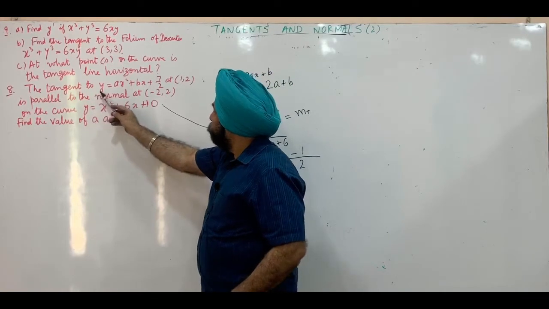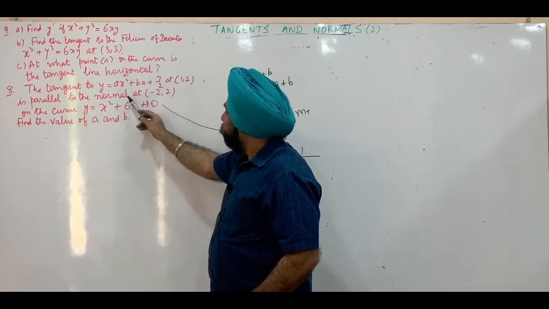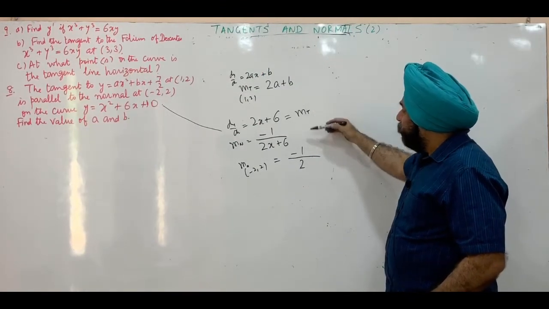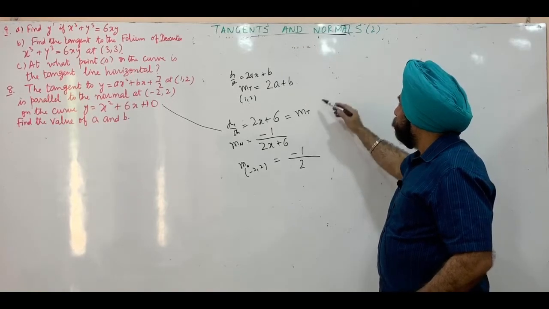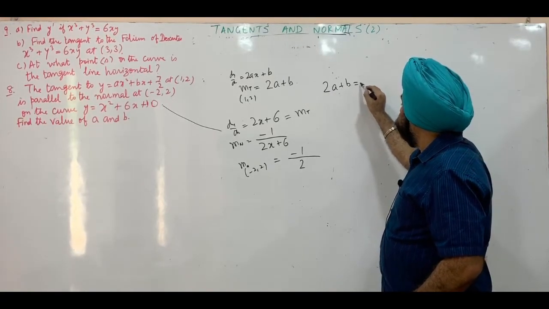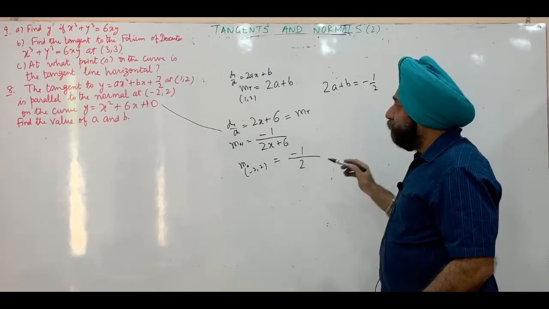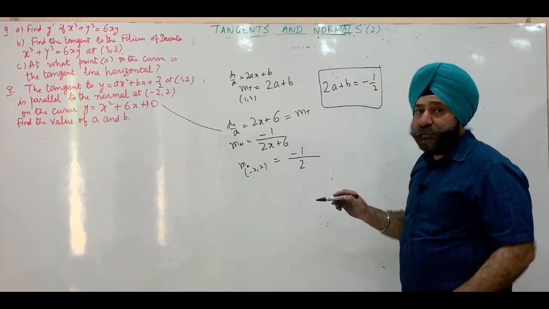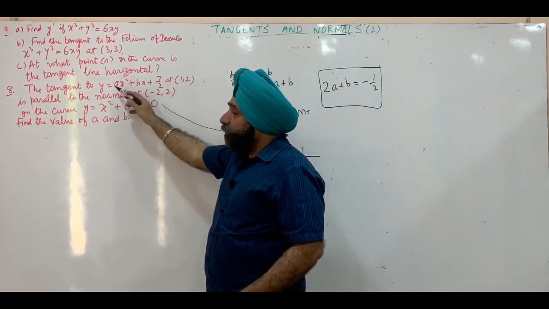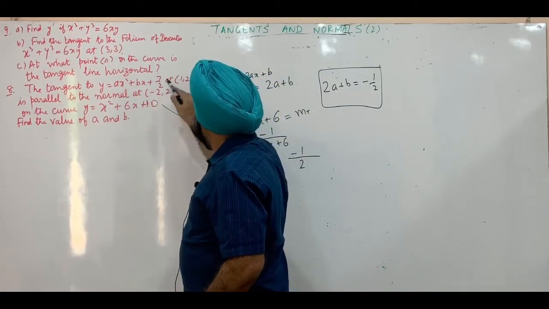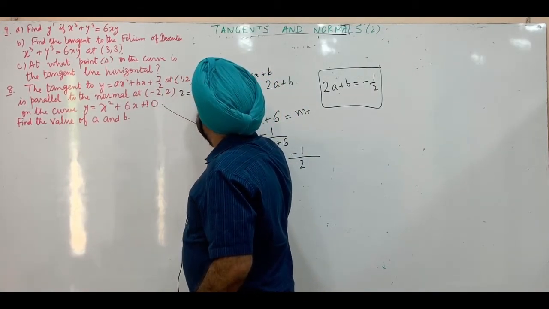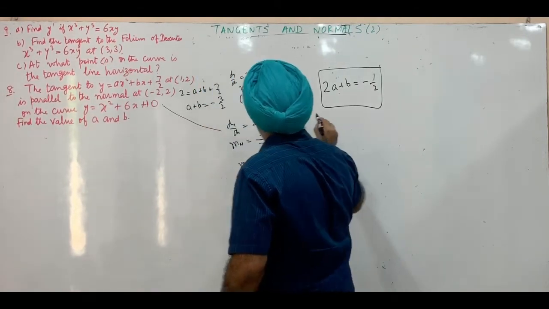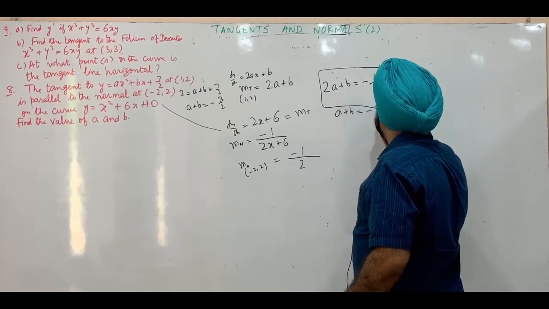We are given the tangent here is parallel to the normal here. So this tangent is parallel to this normal, that means these two slopes are equal. Parallel lines have the same slope. This is 2a plus b is equal to minus 1 by 2. This is the first equation in a and b. How do we get the second equation? (1, 2) is a point on this curve, so we put x is 1 and y is 2 here. This is a plus b equal to minus 3 by 2. So a plus b is minus 3 by 2.